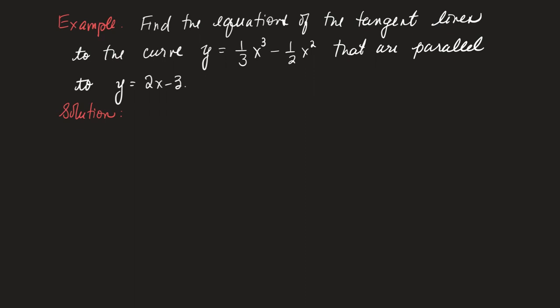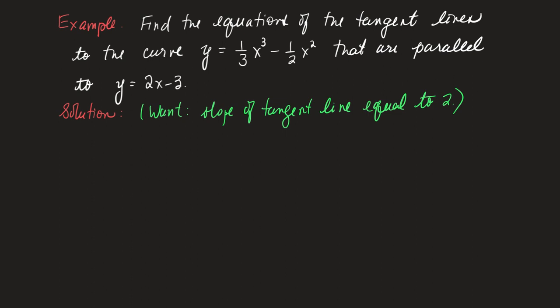In this video, I'm going to find the equations of the tangent lines to this curve that are parallel to this line. So the first thing to remember is that the slope of the tangent line is going to be given by the derivative of this function. Now, I want the tangent line to be parallel to this line. What that tells me is that I want the slope of the tangent line to be 2.